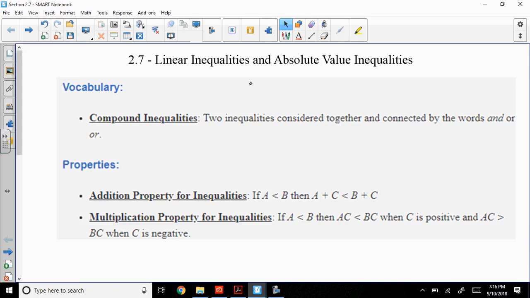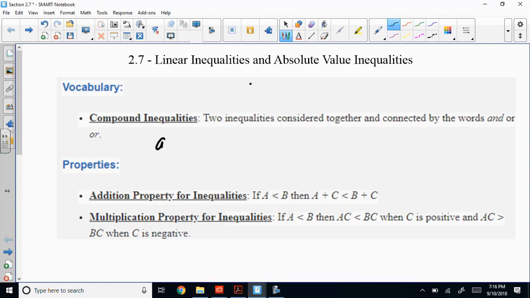Here we go. We're going to be dealing with compound inequalities, which are two inequalities considered together and connected by the words "and" or "or", right? And I'll just go ahead and tell you this: "and" is intersection, "or" is a union, right? Okay.